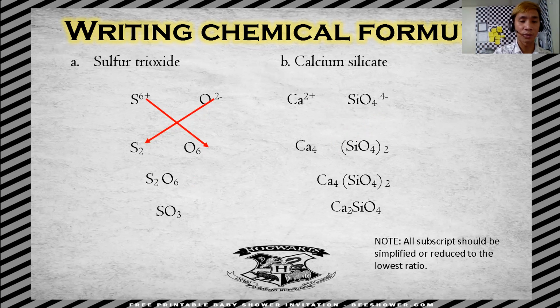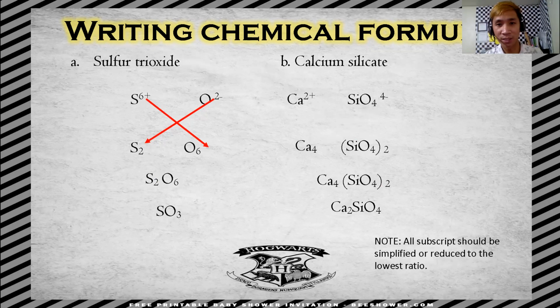Next one is sulfur trioxide. Ayan. So ganun ulit yung nangyari. Since they are divisible, both numbers are 2, yung subscript niya, 2 and 6. So we can simplify that into SO3. Yan. Sulfur trioxide is SO3.